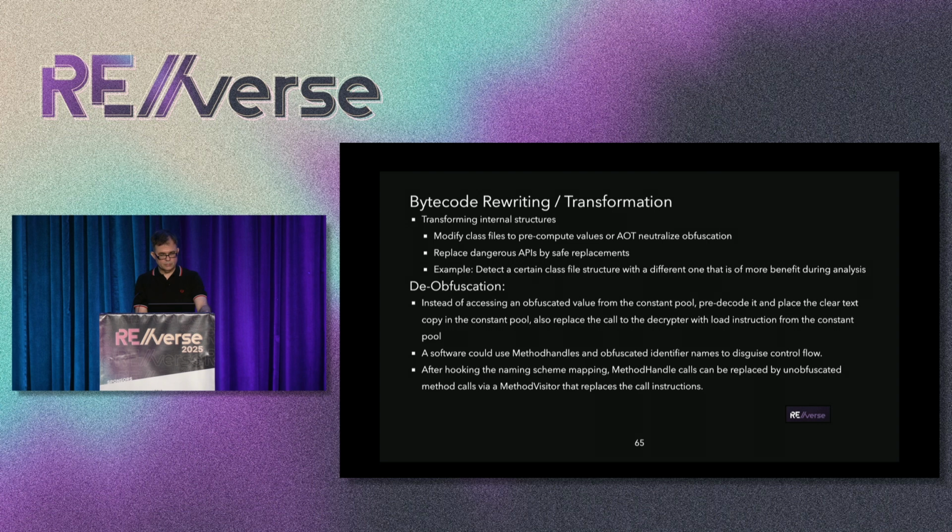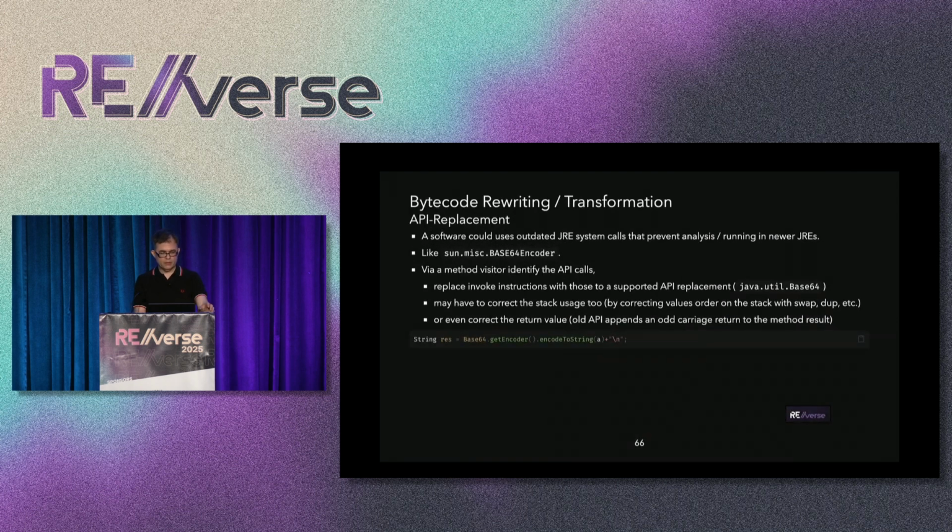We can do more. We can modify class files to pre-compute values or AOT neutralize obfuscation. So there may be RC4 obfuscation, and we can just transform it away with an agent or with a program beforehand. Or you have software that uses method handles, and you can remove the method handles and use the original method calls instead.